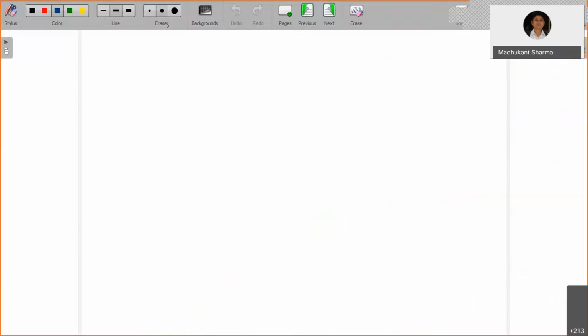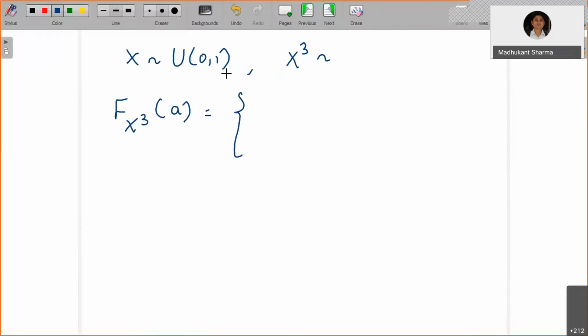Okay, so we have X follows U(0,1). Now I want to know what X cube will follow. So I look for F of X cube at a. This is equal to the probability of X cube less than or equal to a. This is equal to 0 if a is less than or equal to 0.